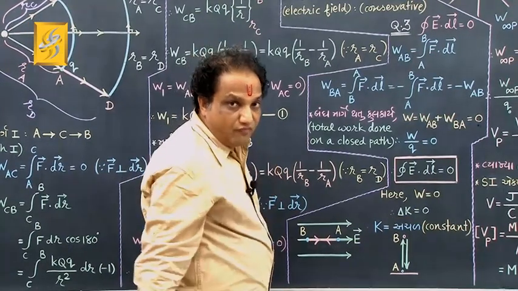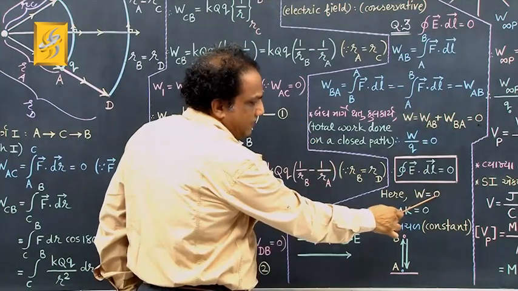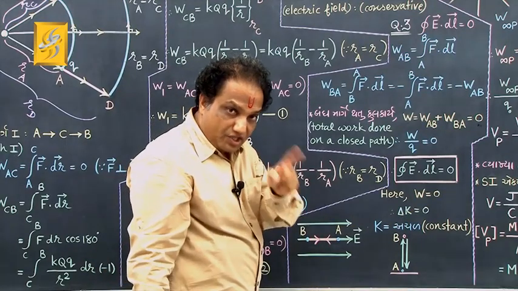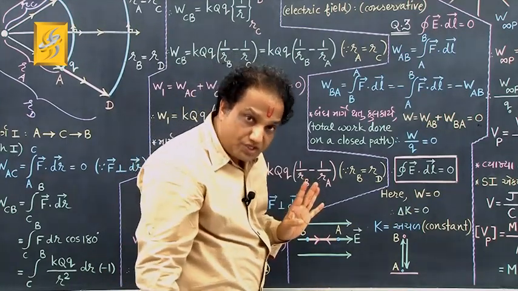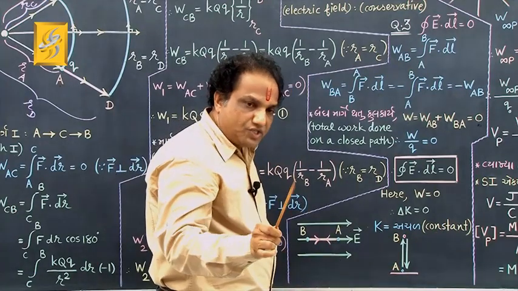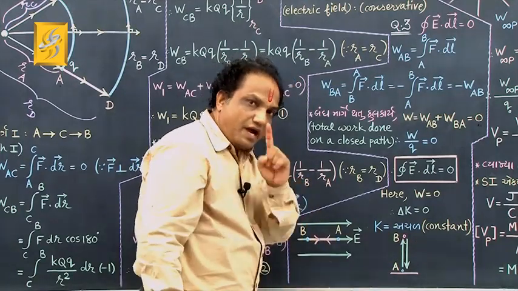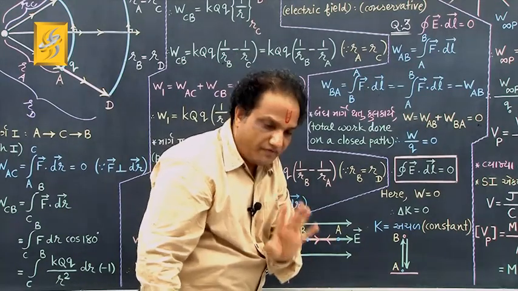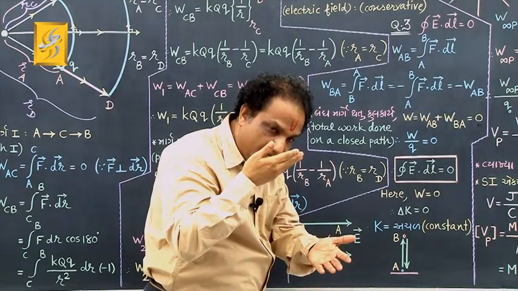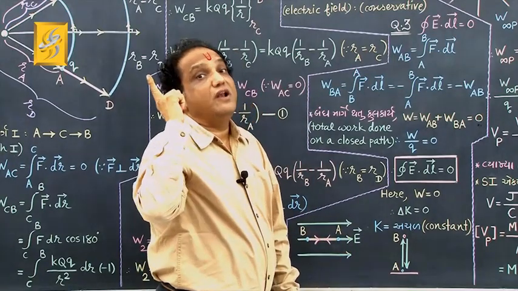Don't you know from 11th standard work energy theorem, W equals delta K. Total work is 0, so change in kinetic energy is 0, meaning kinetic energy will remain constant. Anything remaining constant is said to be conserved. When kinetic energy is conserved, that's why electric force is known as conservative force and electric field is known as conservative field.